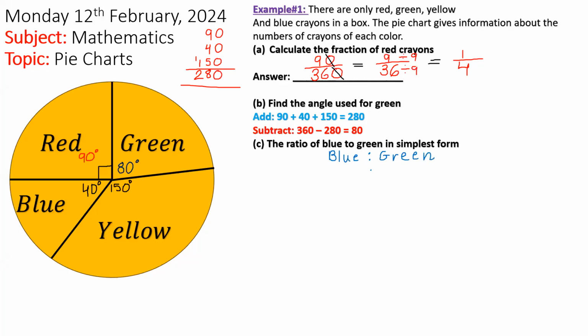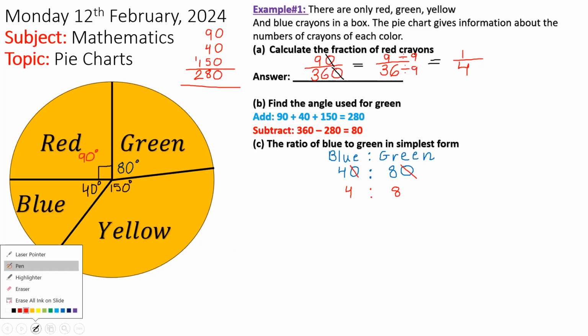Again, what is the degrees for blue? 40 degrees, very good. What is the degrees for green? 80 degrees, very good. But they specifically want it in what? Simplest form, right? So we need to cancel, to remove what? The zeros. This 0 cancels with that 0, so we are left with 4 to 8. Good, are we in simplest form now, right?